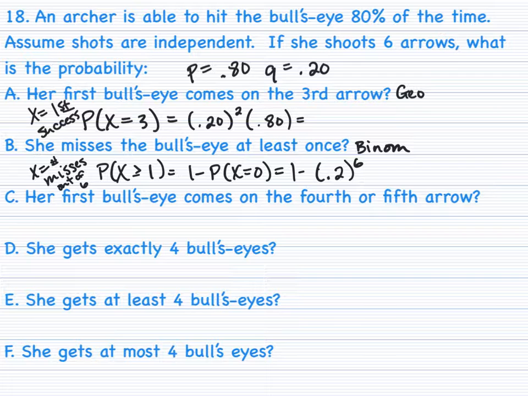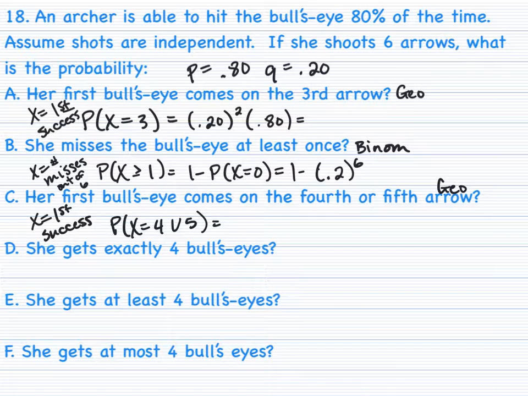So the probability the first bullseye comes on the 4th or the 5th arrow. That one is actually geometric, calculated similarly to part A. We just need to add 2 of them together. So X is, again, the first success. And that's really only important for the notation. The probability X equals 4 or 5.